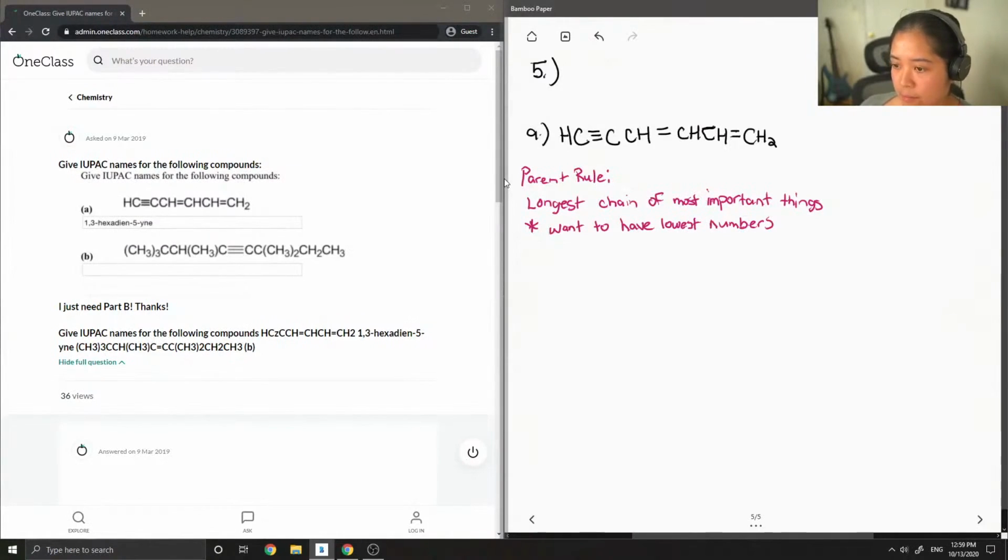Okay, so let's look at this structure. It's got 2 double bonds and a triple bond here. And I'm just going to start numbering the carbons. So 1, 2, 3, 4, 5, 6. So we have 6 carbons in total.